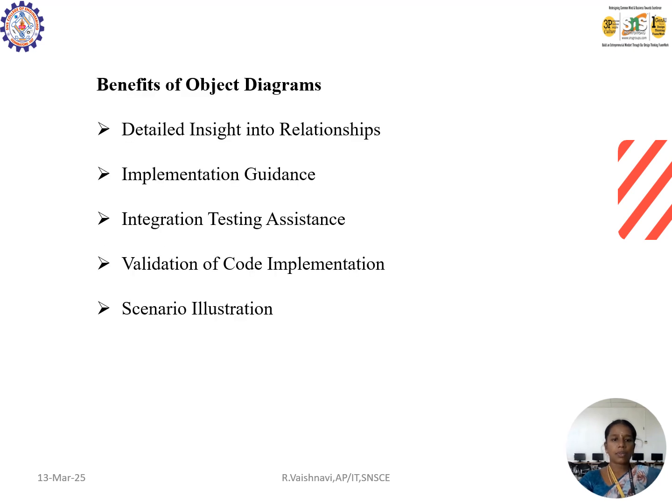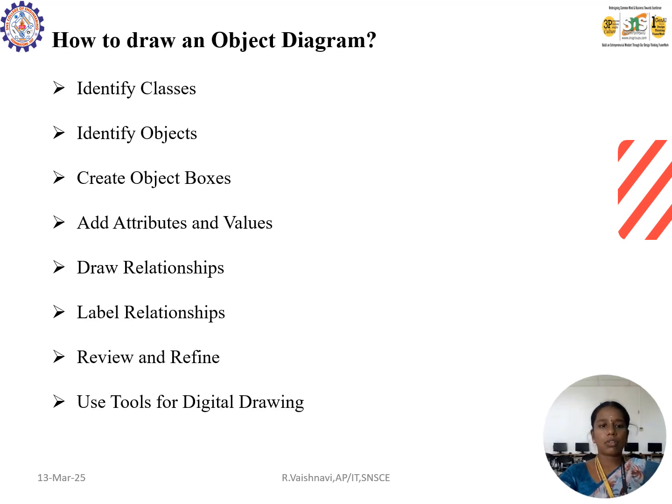And then last one, we have the benefits of the object diagrams. Here we have five benefits: detailed insights into relationship, implementation guidance, integration testing assistance, validation of code implementation. Fifth one, scenario illustrations. And then last one, how to draw an object diagram. Here we have to identify the classes, identify the objects, create the object boxes, add the attributes and values, draw the relationship, label the relationship, and then review and refine. And the last one, use the tools for digital drawing.